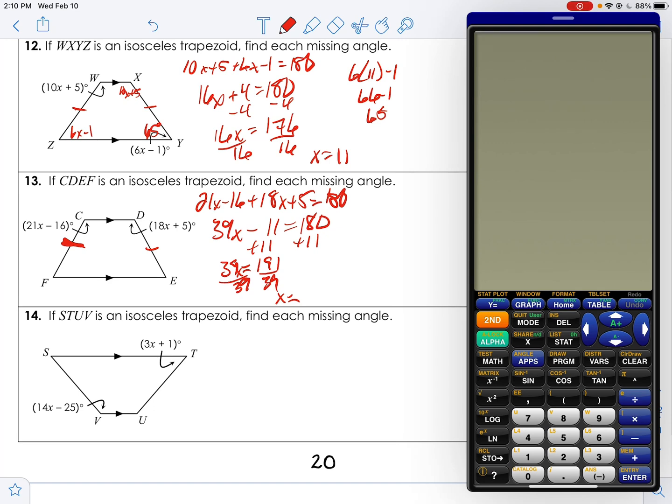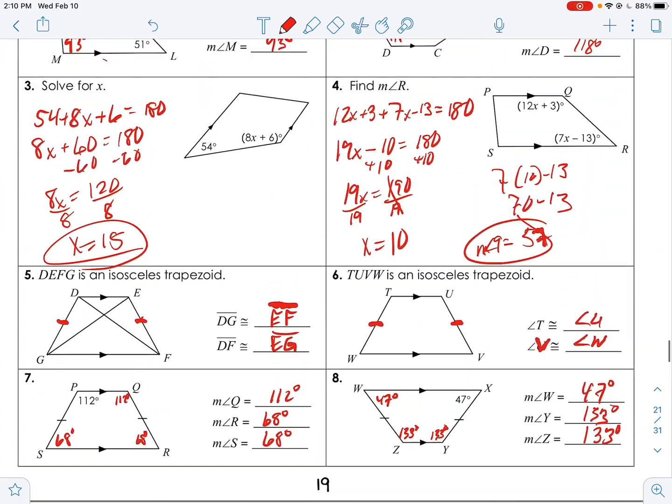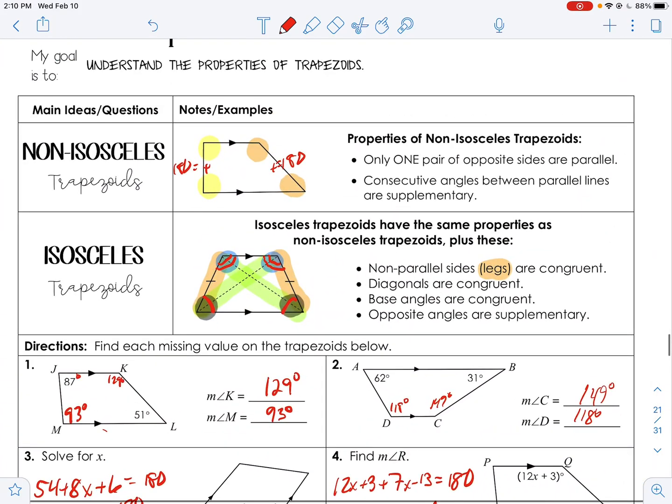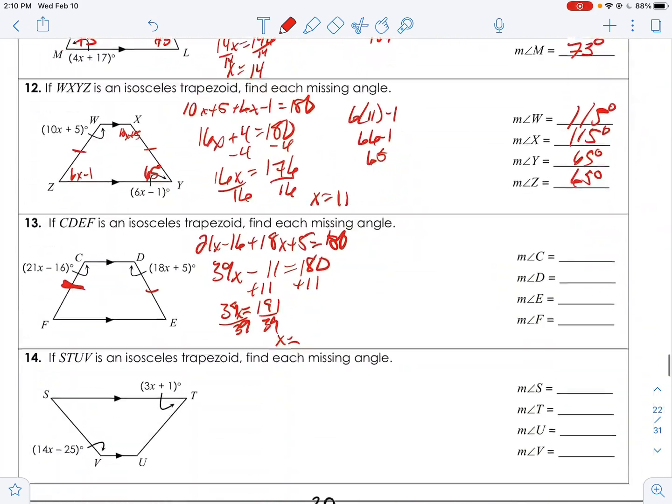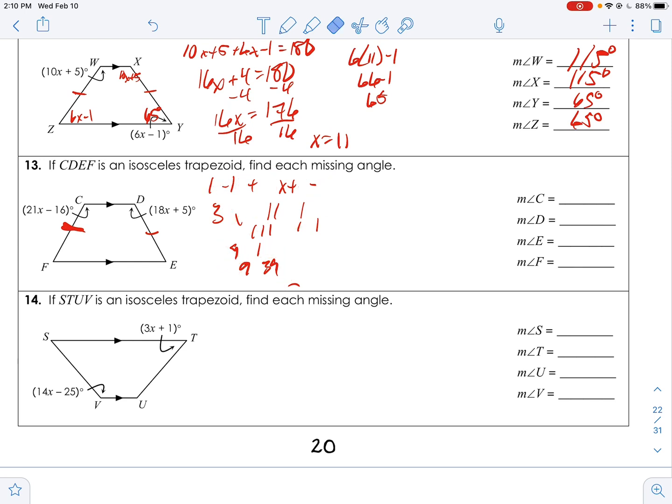Did we math correctly? Oh, look at that. A fraction is a weird idea, so let's go back and look at what we did. Let's go back and look at our notes. What do we know about isosceles? Oh, those top ones are equal, not consecutive. Those are equal to each other. All right, let's get all that out of the way. Did I touch everybody? Okay, good.